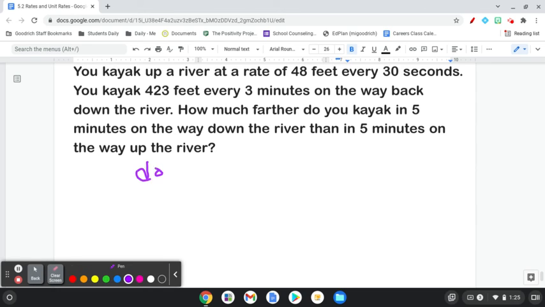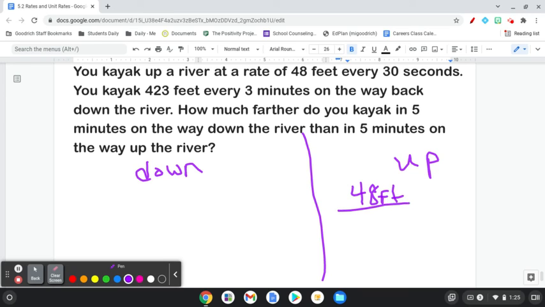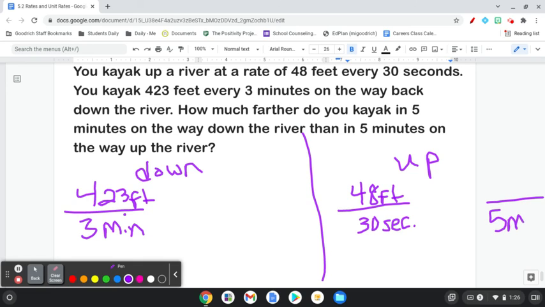We have down the river and we have up the river. So again, you kayak up a river at 48 feet for every 30 seconds. We kayak down at 423 feet for every 3 minutes. Our main goal for both questions is to figure out 5 minutes. But we might not be able to get right to 5 minutes. So we have to use those unit rates.